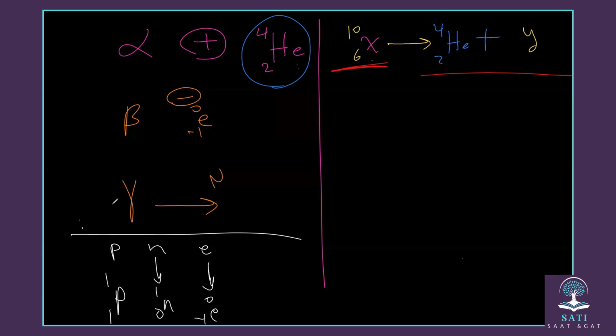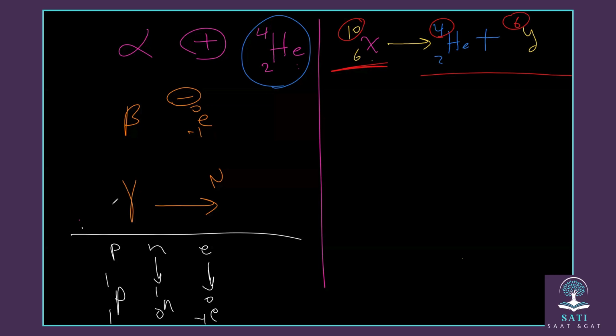As you see, atomic mass on the left of the reaction is 10. So that means the atomic mass here has to be also 10. So this is 4, so this one has to be 6. Why? Because they have to be 10 on the left side of the reaction and 10 on the right side of the reaction. This is for atomic mass.